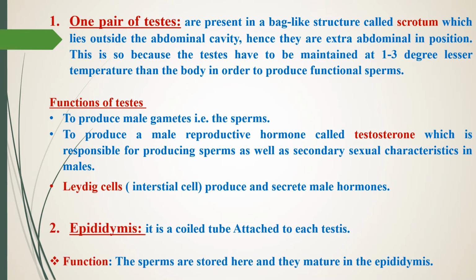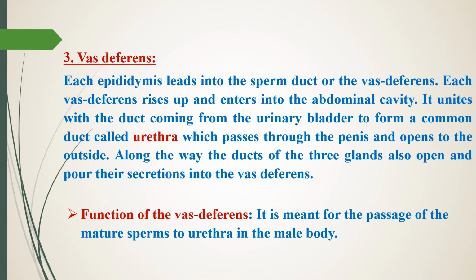Now second structure component of the male reproductive system is the epididymis. As we know that the epididymis is attached with the testes and it is a tube-like structure. And what is its function? The function of the epididymis is the sperms are stored here and they mature in the epididymis. So basic function epididymis का क्या है, ये sperm को store करता है और sperm को mature होने में help करता है.